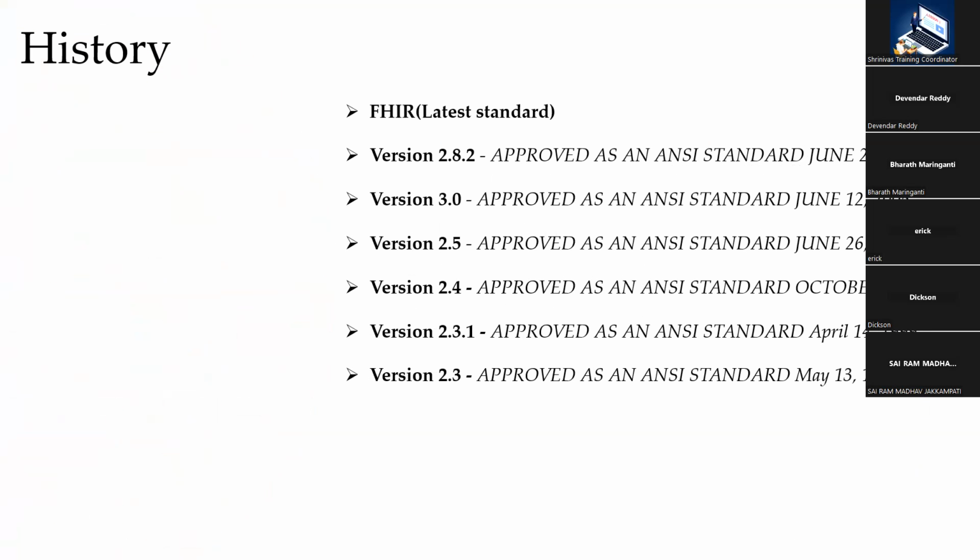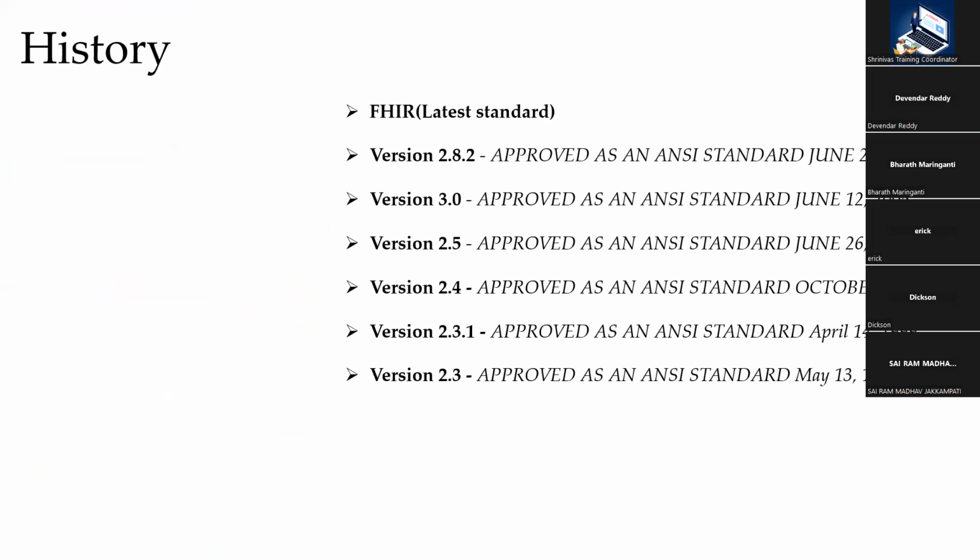Now, when we talk about the history of HL7, in earlier slides we saw that it started back in 1987, but later there were several other versions of HL7 that were released. So 2.3 is an approved standard that was released in 1997. And then subsequently, there was another release, 2.3.1, with improvements from 2.3.